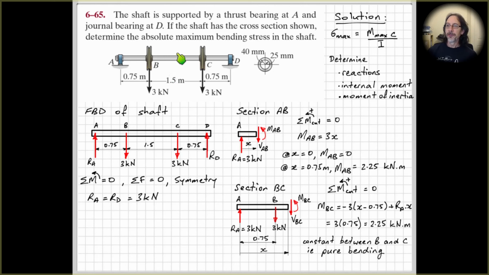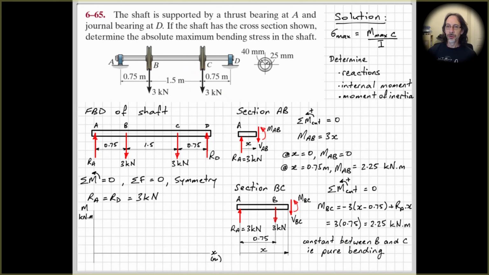So if we have pure bending between B and C, and the other thing you can see here, of course, is if you sum the forces in the vertical direction, you'll have R_A minus 3. R_A is 3, so 3 minus 3 is 0, so therefore the shear force must be equal to 0 between B and C. All right, so here we have pure bending between the 2 pulleys.